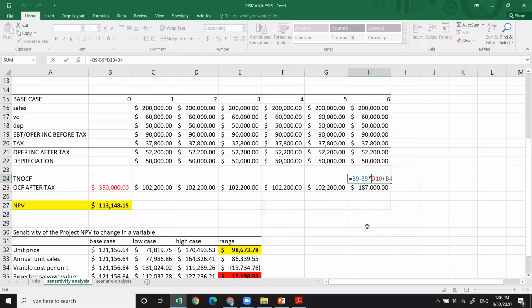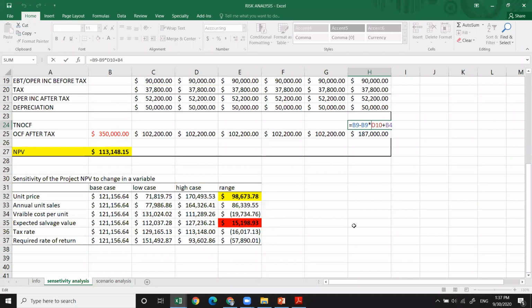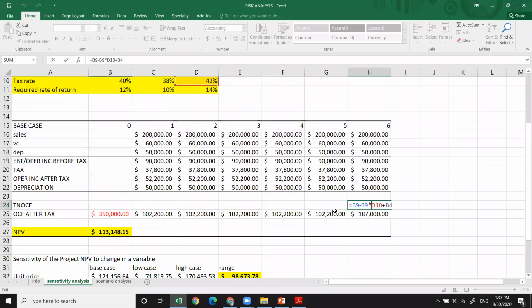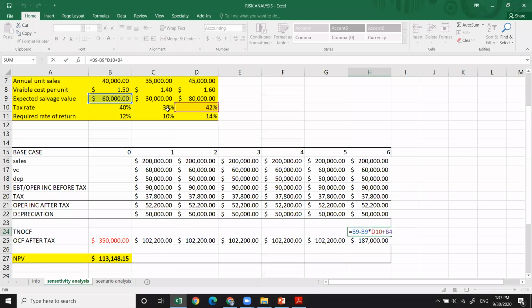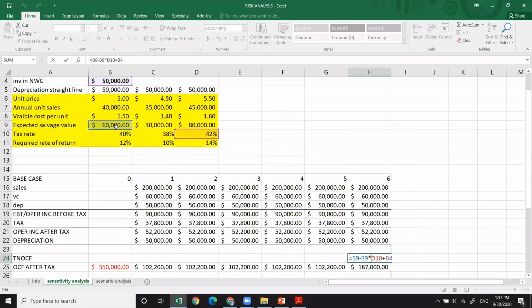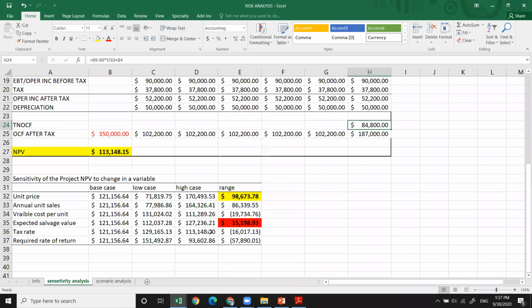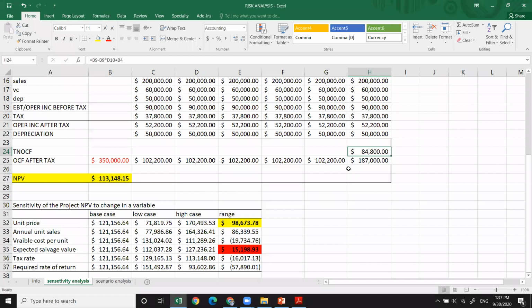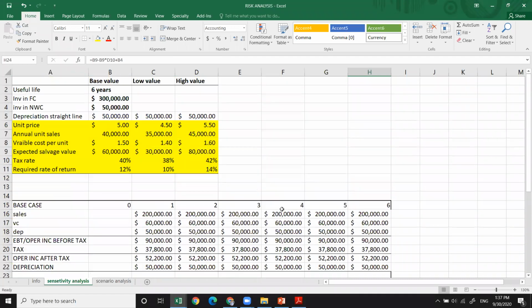Just a second, there's one miss, it's not matched. 148. Let me check it. 42%, 60,000, and plus this. Okay. Only the decimals are not the same, but they should be the same. Just a second. Why is it not the same?